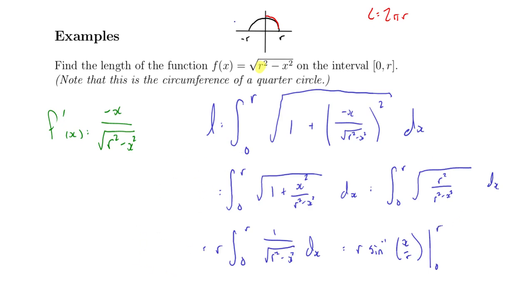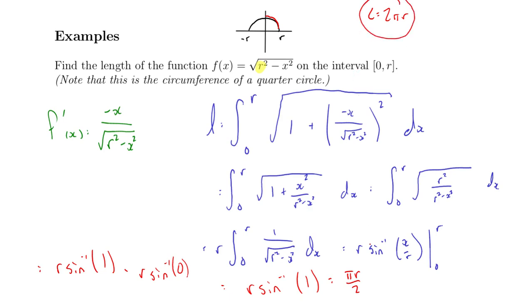and then we can evaluate it from 0 to r, sorry. So this is, I'll put it down here, r sine inverse of r over r, that's 1, minus r sine inverse of 0. Sine inverse of 0 is 0, so we really just have r sine inverse of 1, and you might remember that sine inverse of 1 is pi over 2. So we have pi r over 2, which clearly when you multiply that by 4, you end up with 2 pi r. So this is the arc length of a quarter circle.